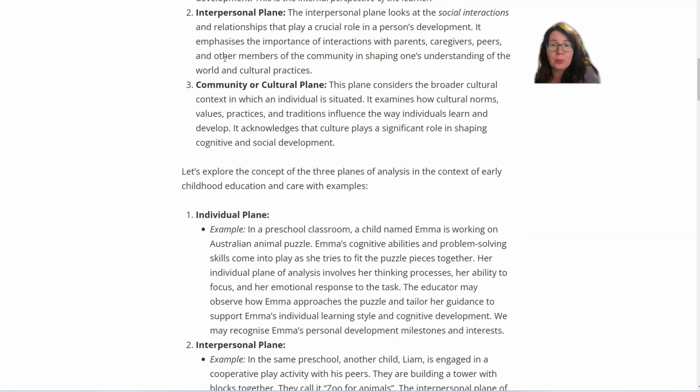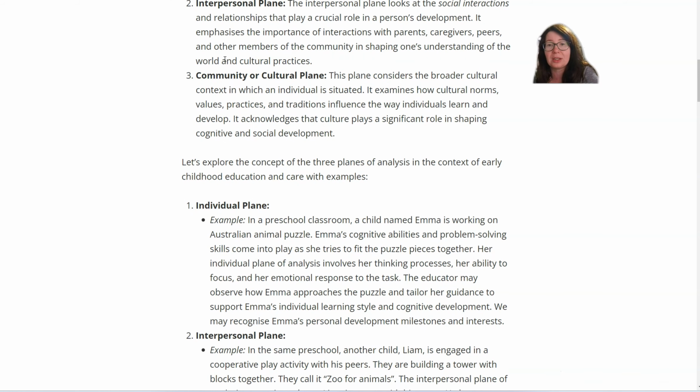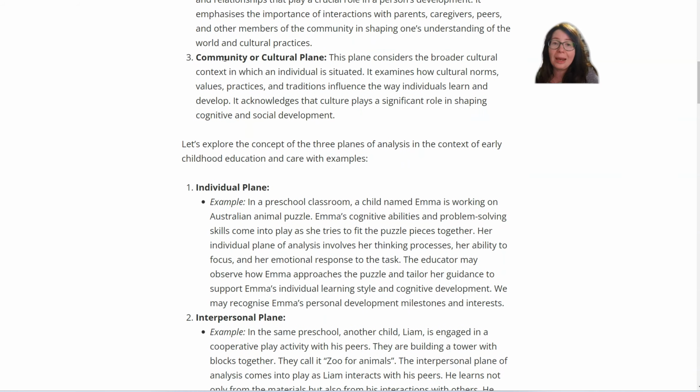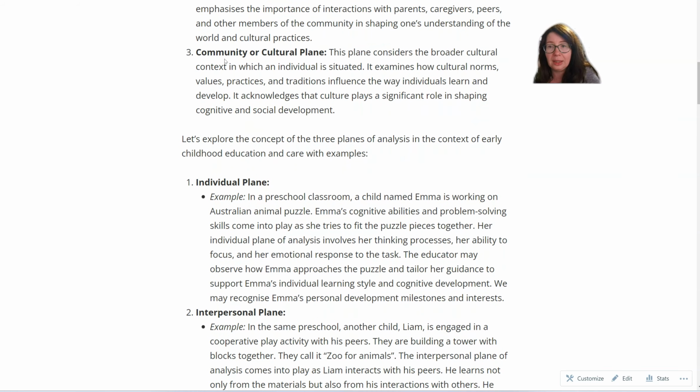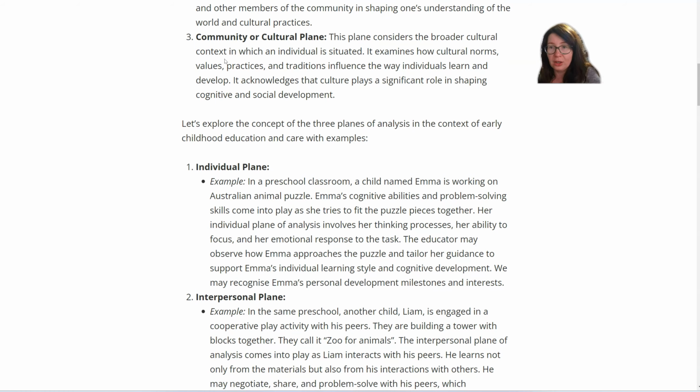The second lens or plane is the interpersonal plane. So you see social cultural theory already evident here. This plane looks at social interactions and relationships that play a crucial role in personal development. So the emphasis here is on the interactions with family, with peers, between children and groups, and between child and educator and other members of the community. This is how they learn according to Barbara Rogoff, through guided participation.